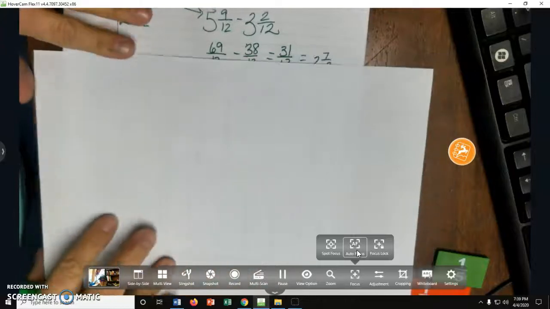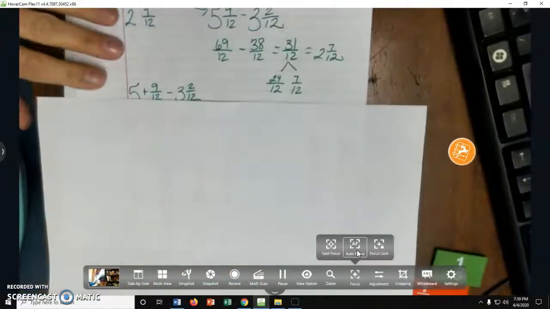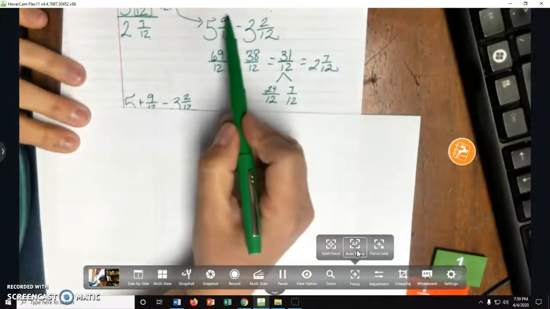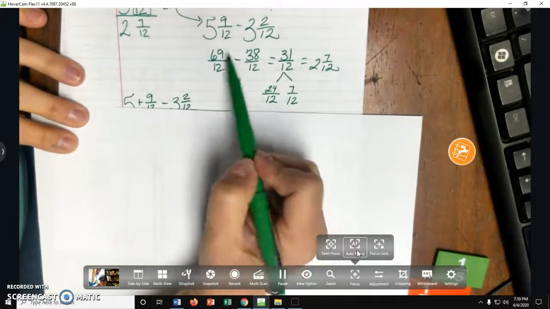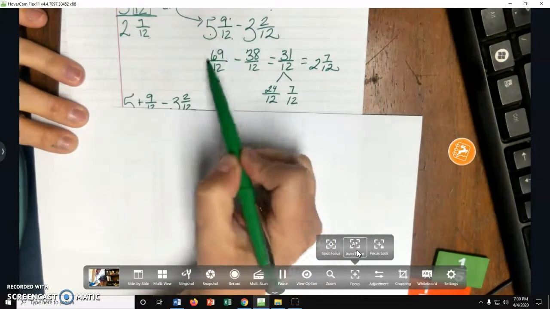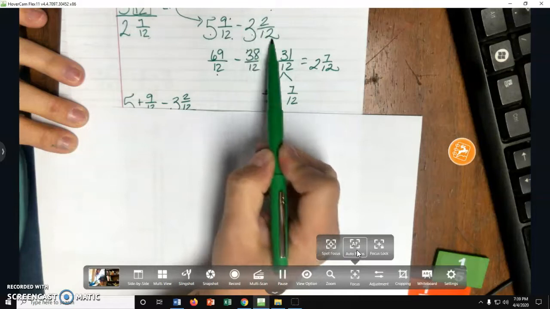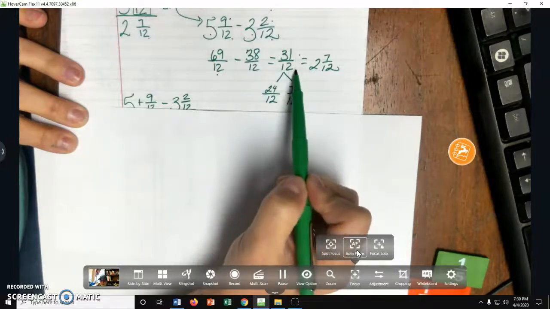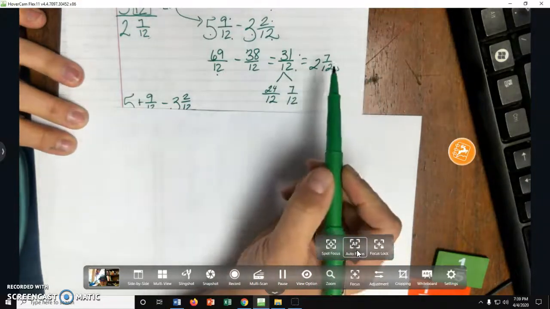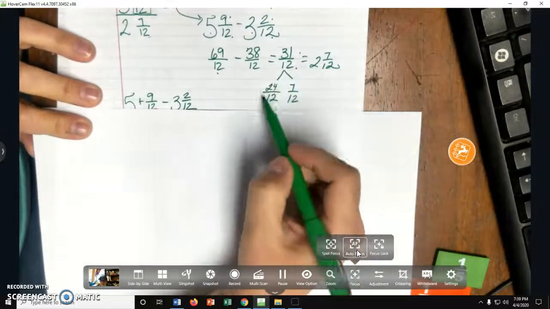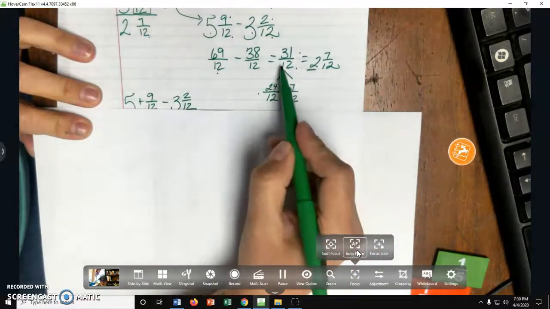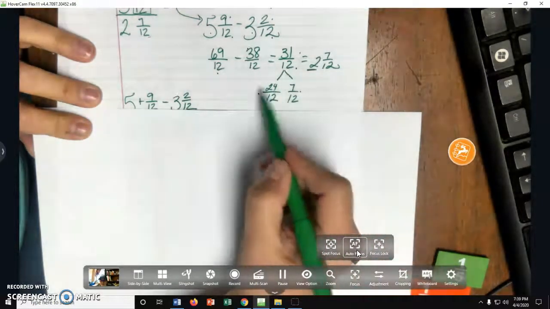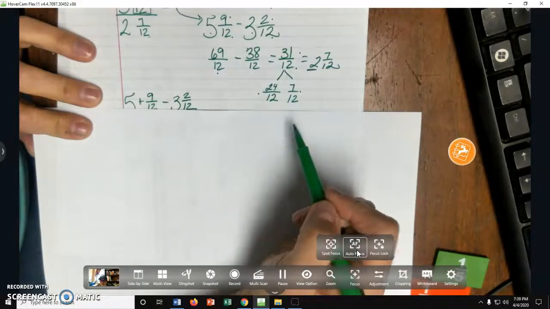Over here I wanted to show you the other way that I prefer. In this case, it's much harder than this nice simple way, but it still works. Here, I want to know how many twelfths this is. 5 times 12 is 60, plus 9 is 69 twelfths. Here, 12 times 3 is 36, plus 2 is 38 twelfths. Subtracting these two numbers left me with 31 twelfths. Now, when I decompose this, I know that 24 twelfths is the same as 2 wholes. So you could go 12 twelfths and another 12 twelfths and then 7 twelfths to equal that 31. I just did that in one step.